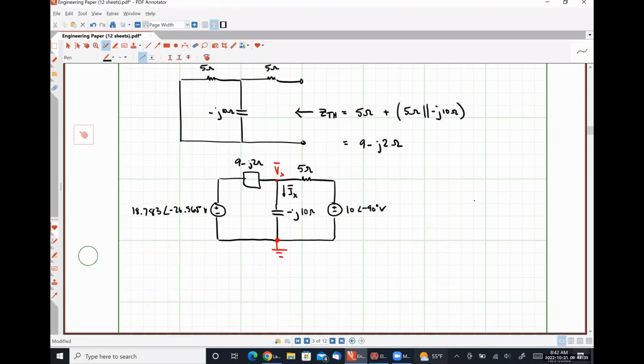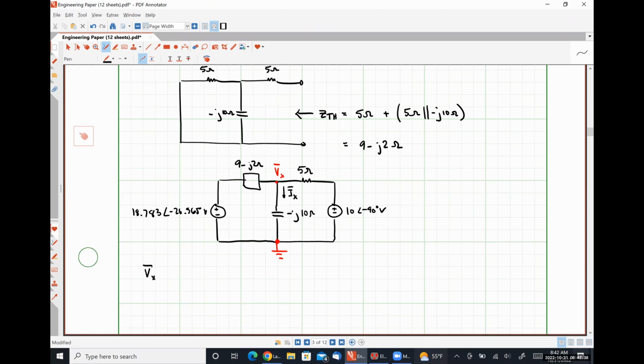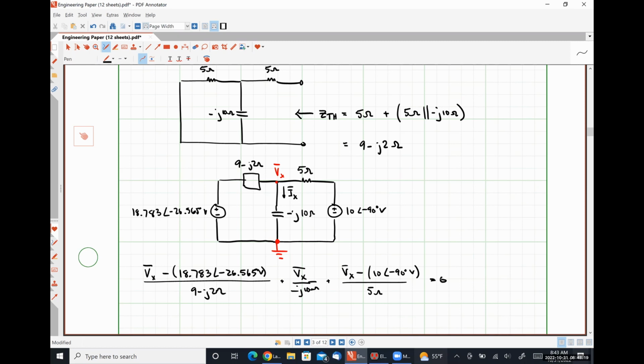we would have Vx minus 18.783 angle negative 26.565 degrees volts, all over 9 minus J2 ohms, plus Vx over negative J10, plus Vx minus 10 angle negative 90 degrees volts, all over 5 ohms, is equal to 0. That looks too much like a 6 for my comfort.